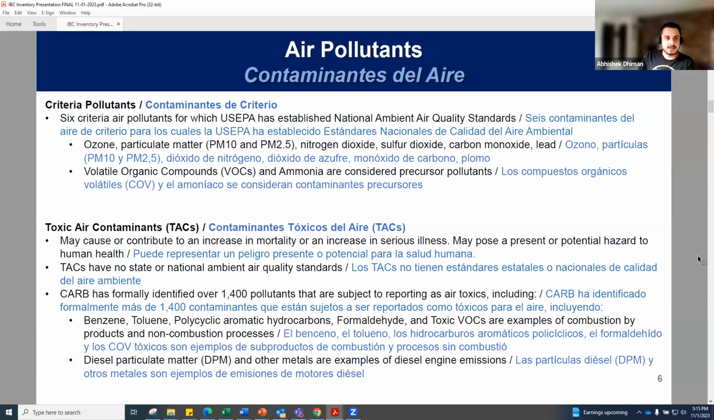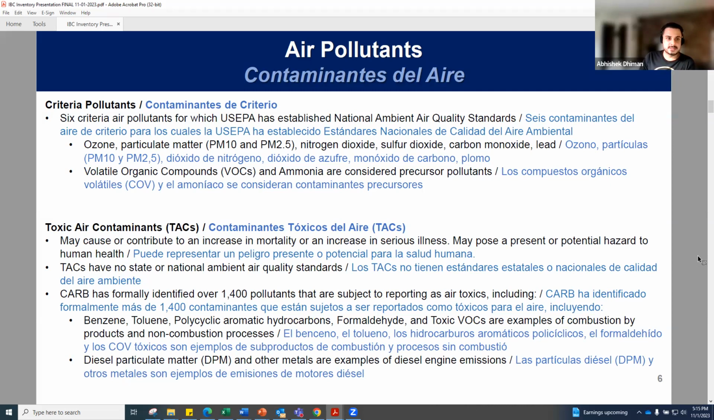Pollutants. Criteria pollutants are the 6 pollutants for which US EPA has set national ambient air quality standards, NAAQS in short, under the Clean Air Act. These pollutants are ozone, particulate matter, which is also called PM, sulfur dioxide, abbreviated as SO2, nitrogen dioxide, abbreviated as NO2, carbon monoxide, abbreviated as CO, and lead, abbreviated as Pb.